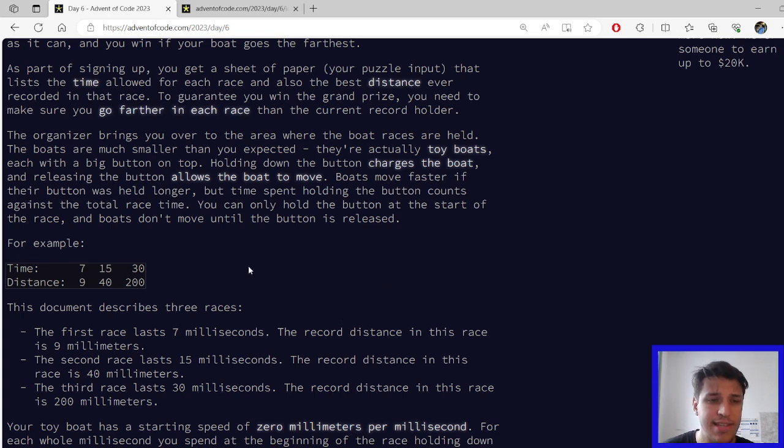For the puzzle itself, we are interested in how many options we have of charging the boat in such a way that it does beat the previous record. And then we evaluate this for every single race. And in order to get the solution, we just multiply those values together.